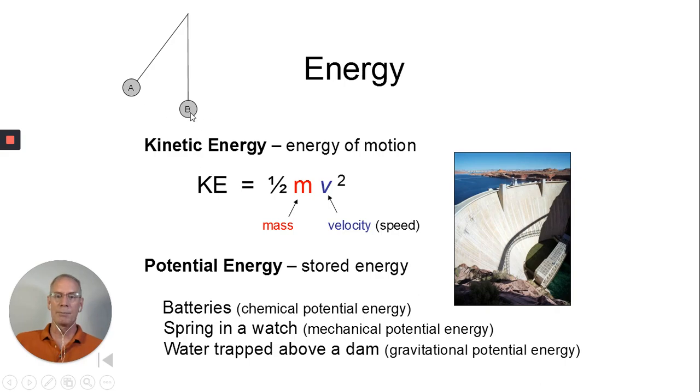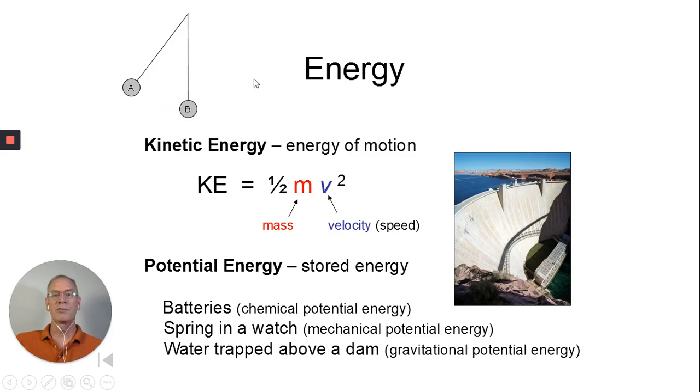Now, imagine this is a string with a bowling ball on the end. If you hold the bowling ball up to position A, what type of energy does it have while you're holding it at A? It's not moving. Good, it's potential. And when you let it go, what's it going to do? It's going to release that potential energy and become kinetic energy. It's going to swing down, and then it's going to come back up.